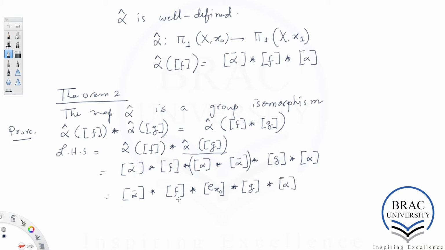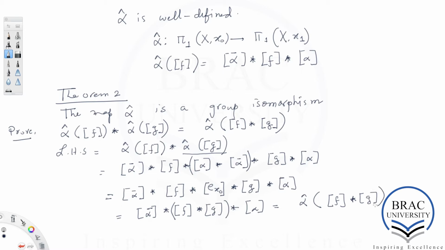And since f is a loop based at x0, I can take the product of f with the identity element of the group to get this element back, the loop itself, right? Which means that this is nothing but alpha hat of f star g, right? This is the right hand side. So now we are done proving that alpha hat is a group homomorphism.